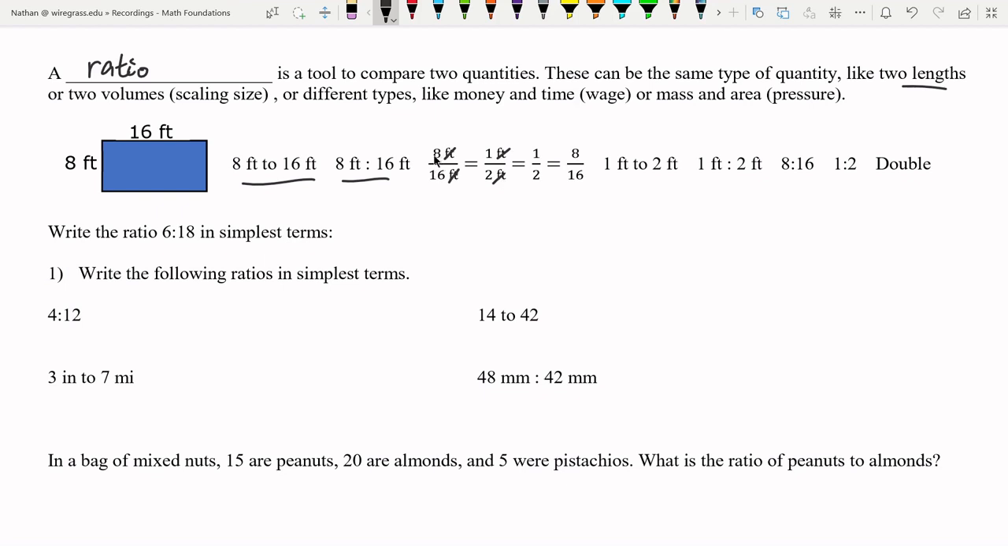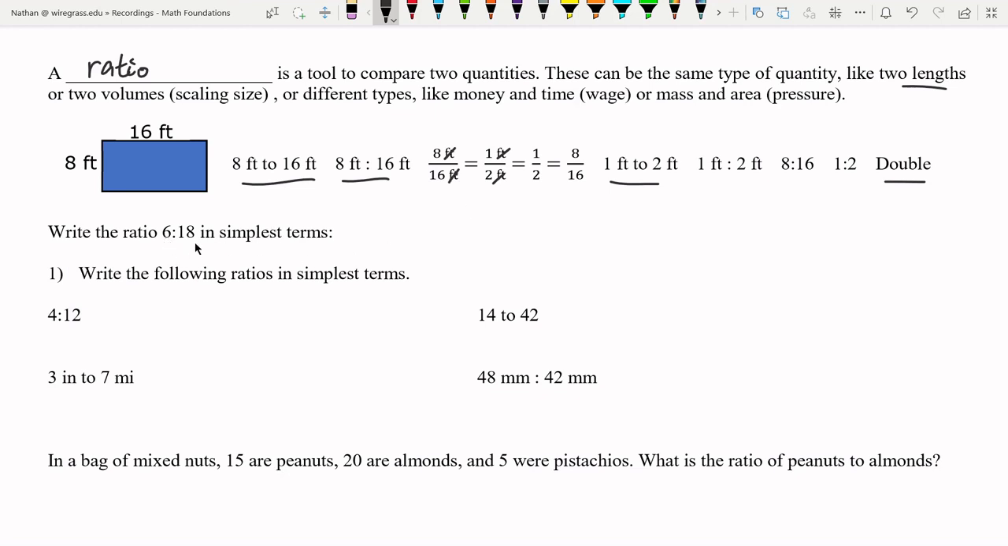I can also reduce by 8 on top and bottom. And so 8 over 16 is the same thing as 1/2. That means that 1 foot to 2 feet is the same thing as this ratio: 1 foot to 2 feet, 8 to 16, 1 to 2. In this case, it'd be double, right? The length is double the width. That's another way of thinking about this ratio.